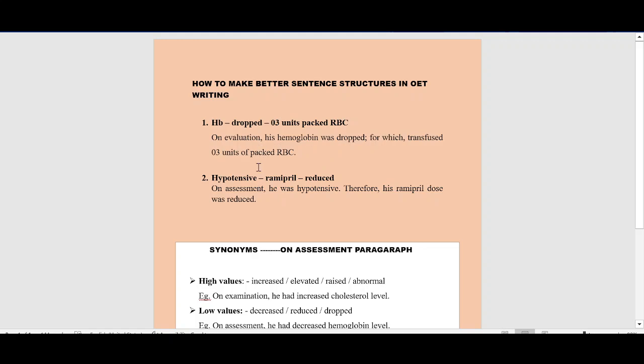Now the second thing. Please try to practice this in your letter writing. The second is hypotensive, ramipril.